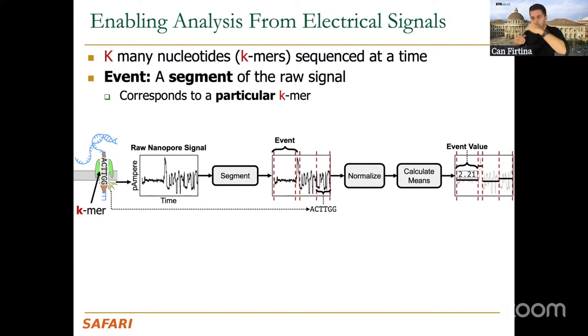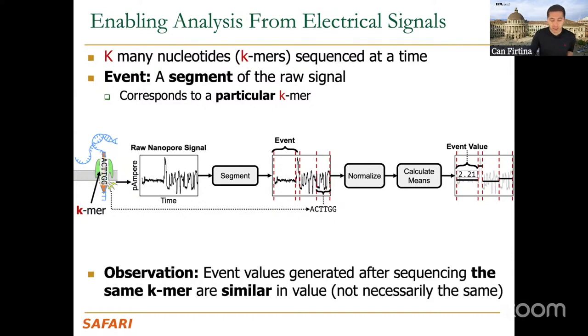But if you normalize, you'll put them back in normal form again, and then you calculate the means and so on. But essentially, what we will have is, for example, a normalized picoampere value that is assigned to an event. And perhaps this value will represent what sort of k-mer we were sequencing at that time. So eventually, we would be using these numbers instead of these k-mers for our analysis. So this is usually how the raw signal analysis starts, but perhaps we can even design different algorithms to do this analysis differently. So there is one key observation here, though.